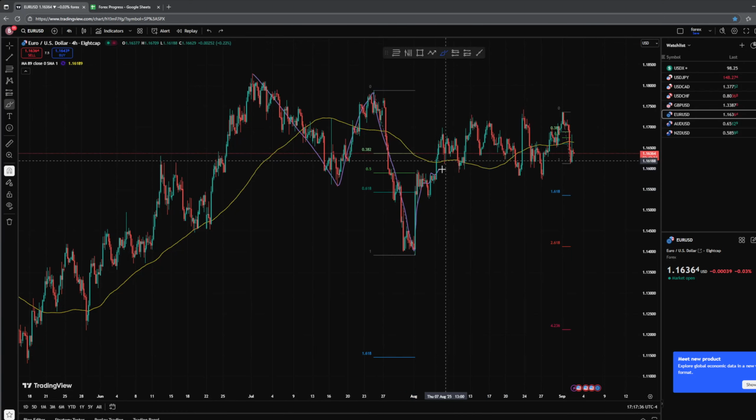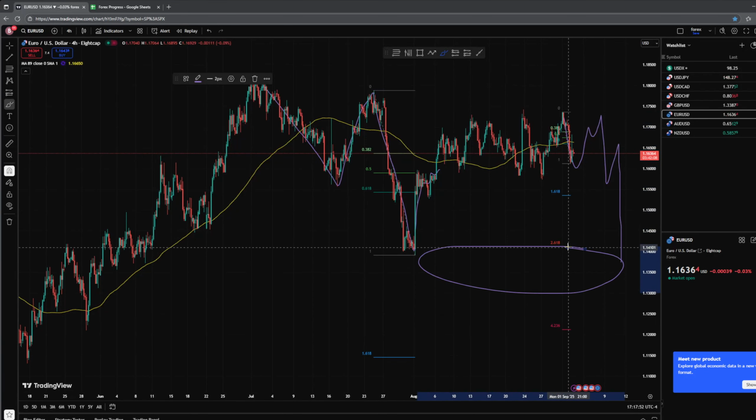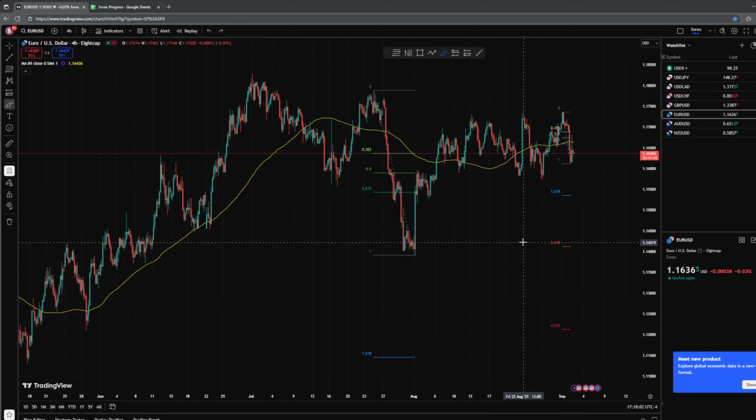But since then, market keeps retracing near the yellow moving average line, which signifies the weak trend, but sooner or later, market should return into original trend and hit some Fibonacci extension down here. But currently, right now, trend is down, but the market is demonstrating the weak trend. So I wouldn't recommend trading Euro USD right now.